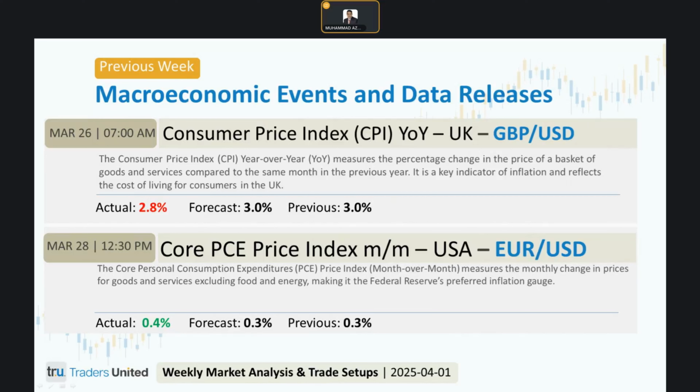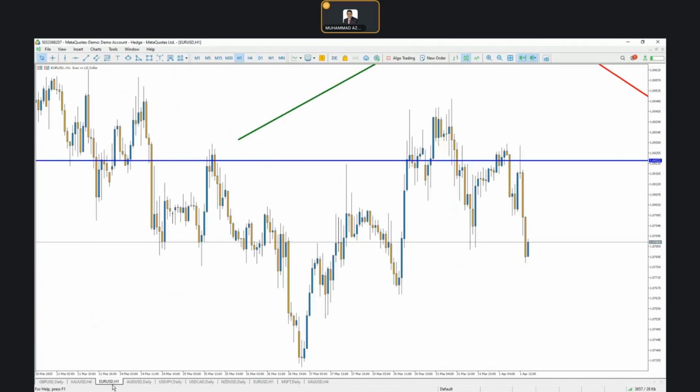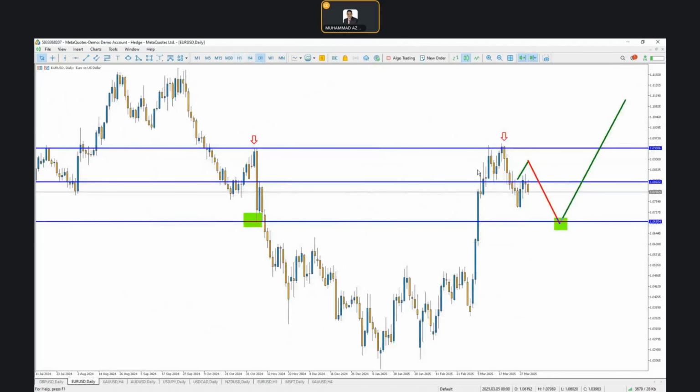The market expected core PCE to remain at 0.3%, but the actual figure came in higher than expected at 0.4%. Despite this, EURUSD moved up. Let me show you the chart of EURUSD currency pair. Okay, and go over to the daily time frame.